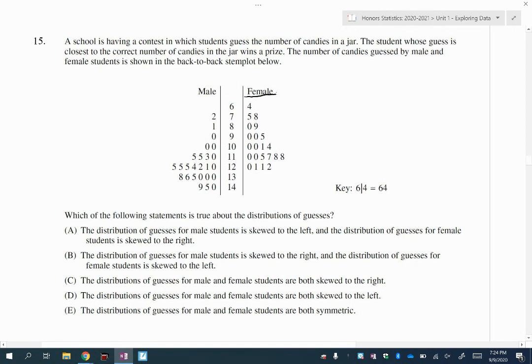I think the female one is the least confusing. If you were to think of this as a histogram, you would see that we have a main hump and then the tail goes on a little bit towards the lower numbers. So if you think about the 6 being on the left and the 14 over here, if my tail is going towards the 6, like in this one, that means it's skewed to the left. So the females are skewed left.